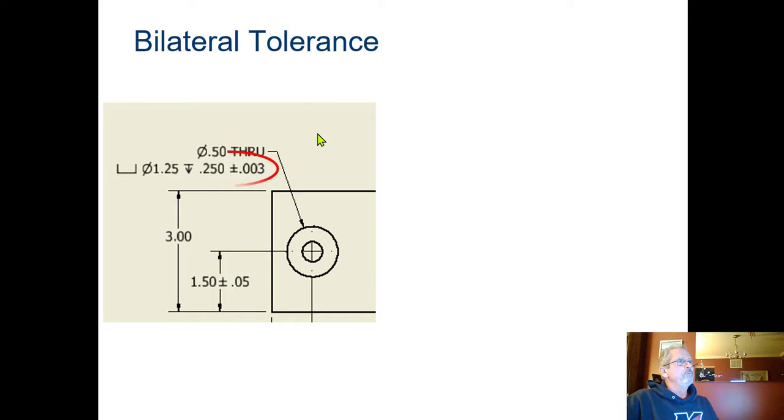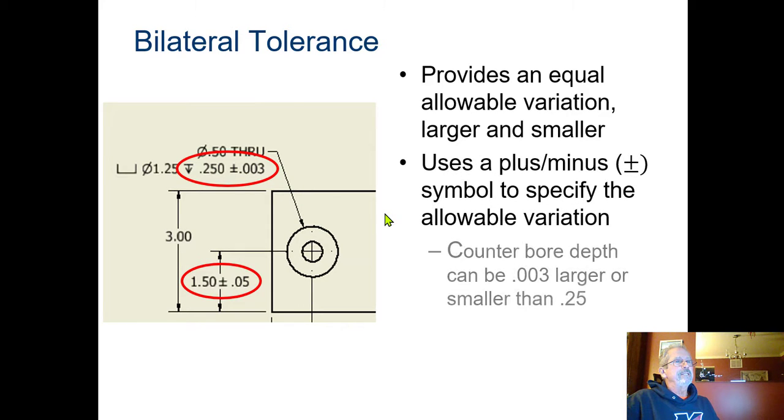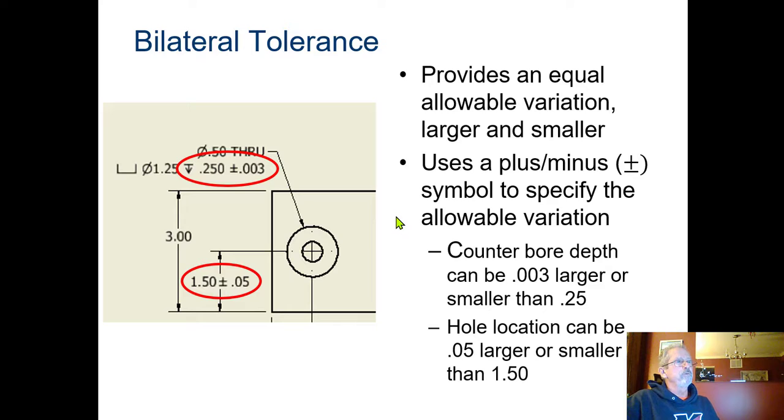So bilateral, when we take a look at the depth of this counterbore here, this is that piece where we had that counterbore. This is talking about the depth, and now they're saying that what we want on the depth, that's a symbol for depth, how deep you go with a hole, is plus or minus 3 thousandths of an inch. So it can be bigger or it can be smaller, but in a perfect world, it would be 1/4 of an inch or 250 thousandths of an inch, right? So the counterbore depth can be 3 thousandths larger or 3 thousandths smaller, okay? But the ideal is 250 thousandths.